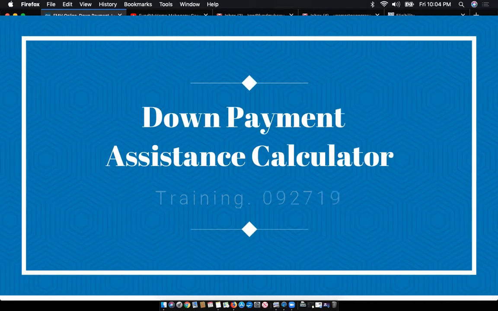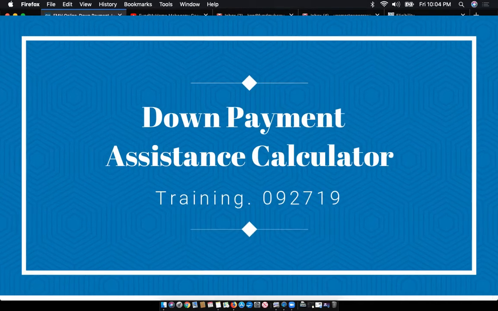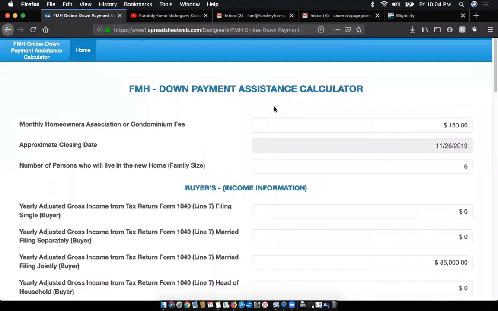So, folks, here is where you take everyone. Everyone needs to go through here because this is what's going to show the dollar amount of their potential eligibility. And you'll find it in the same place, which is home buyers navigate here. And then you see your down payment assistance calculator. Make them run through it.